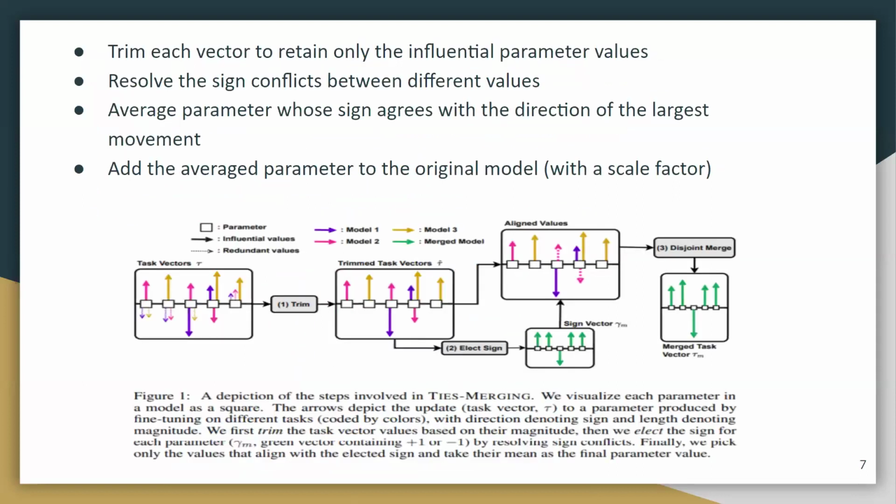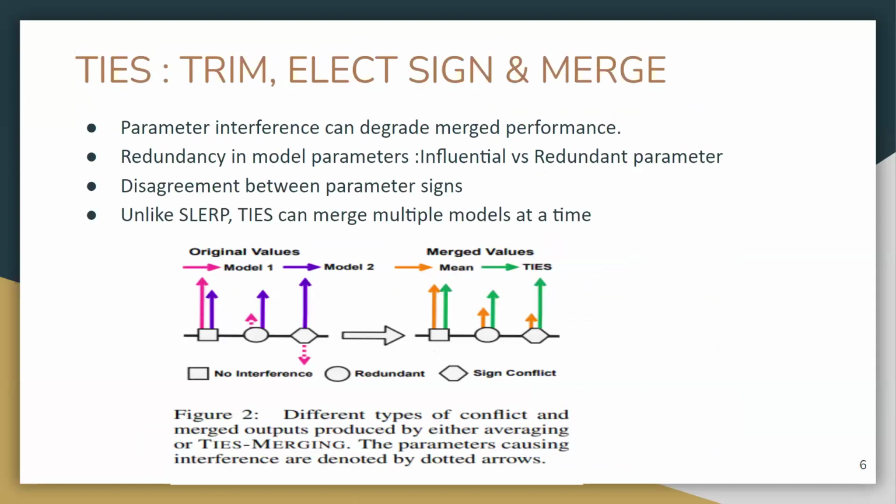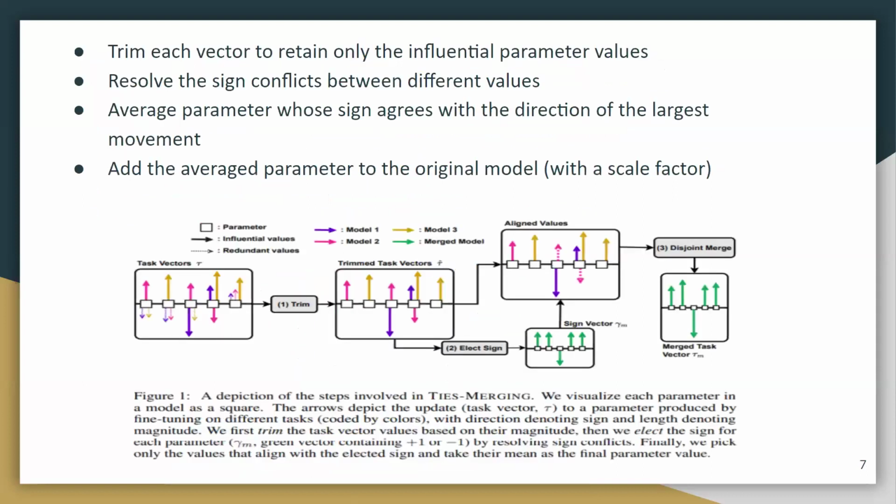Sorry, Ritesh, what do TIES mean in this second diagram? What do the orange and green ones mean? This will also be explained in the next slide, that is a further step. Okay.